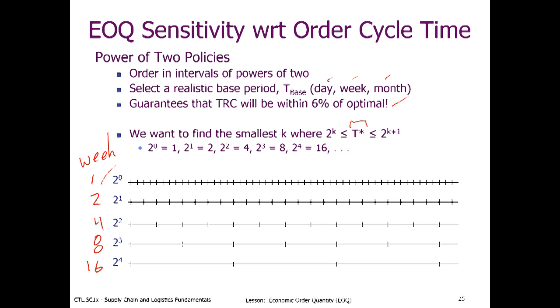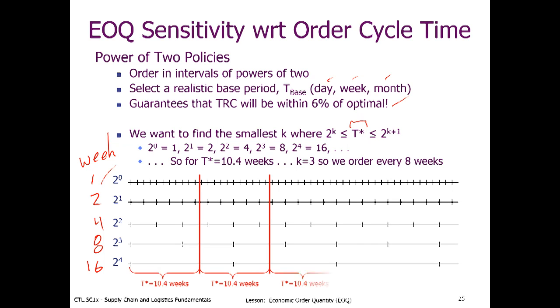And so I want to pick the K where my T star falls in between those. So in the example that we did before, where our T star was 10.4 weeks, we would pick where K equals 3, right? Because it falls within that. And so is it optimal? No. But it's within 6%.